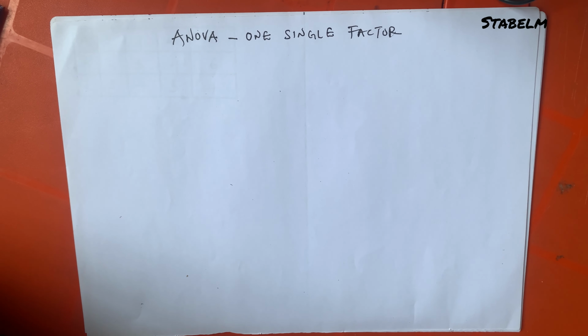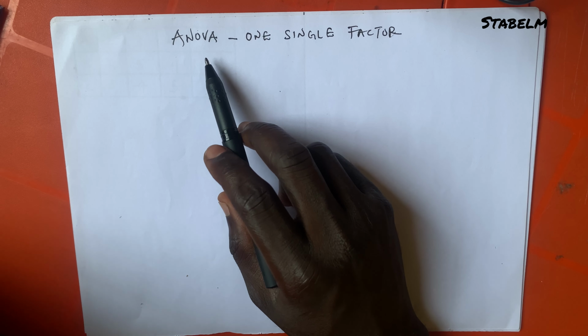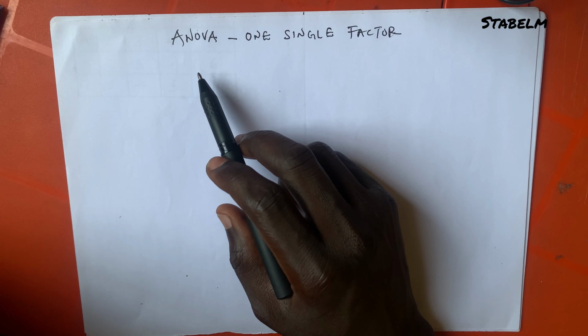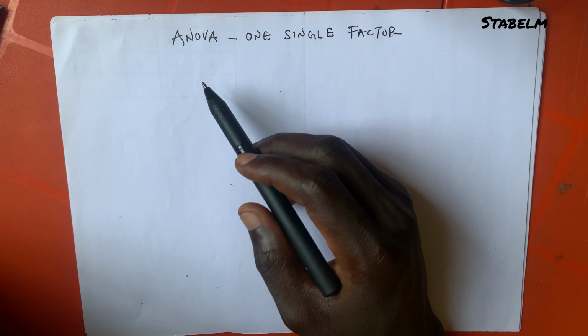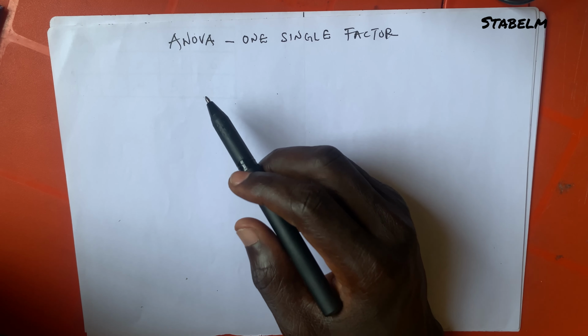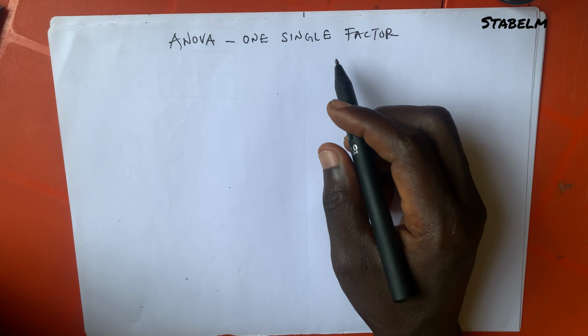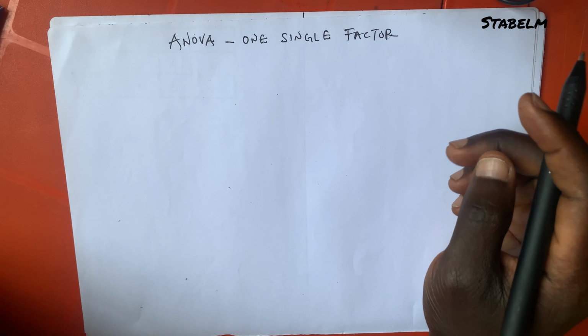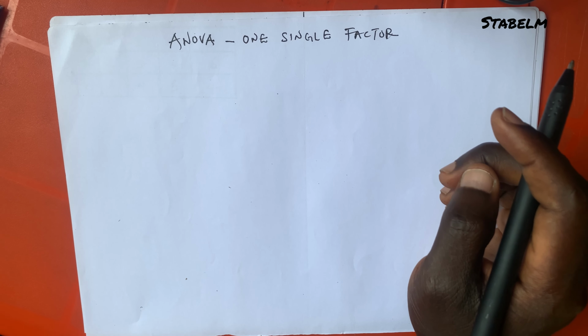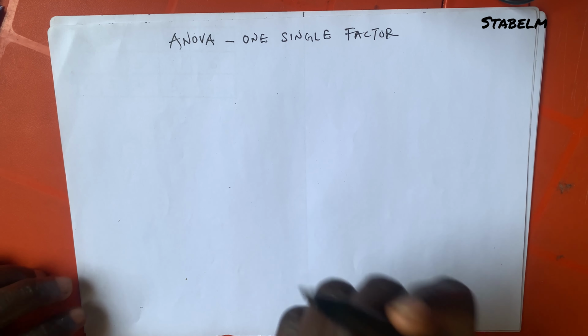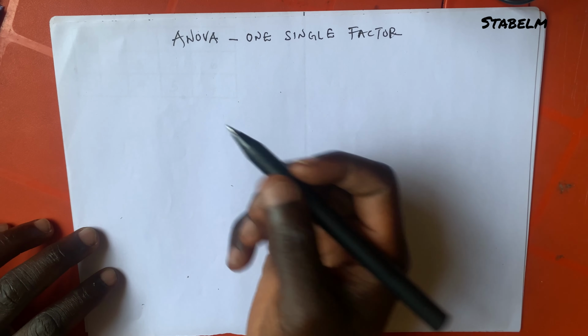Okay, today we'll be discussing ANOVA, which is analysis of variance. But what we are looking at in this video is just one single factor, that is, analysis of variance with one single factor. Okay, assuming we have this table.